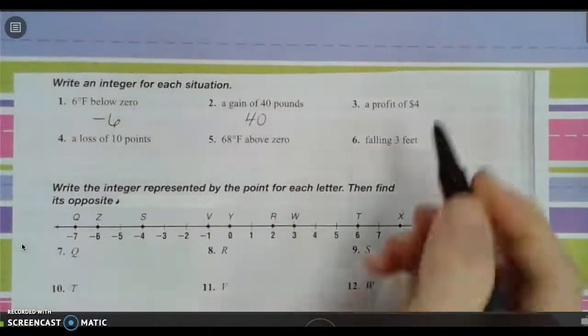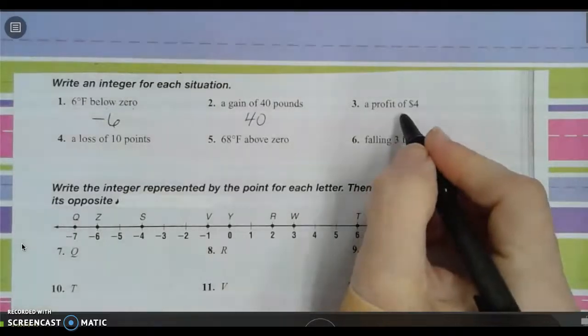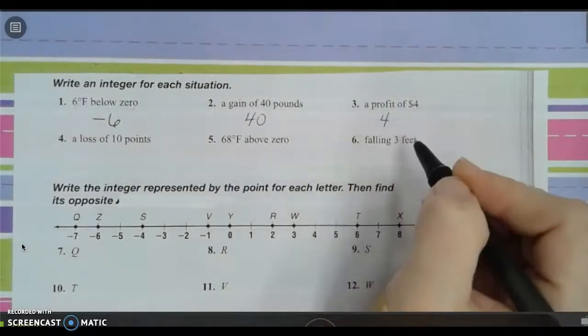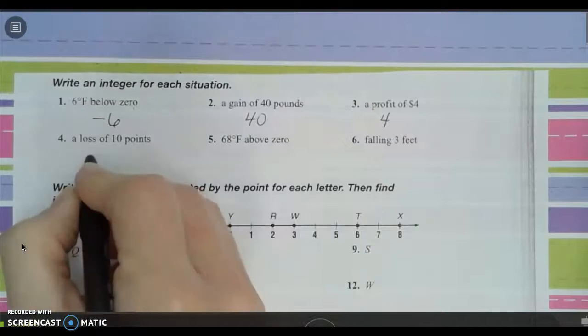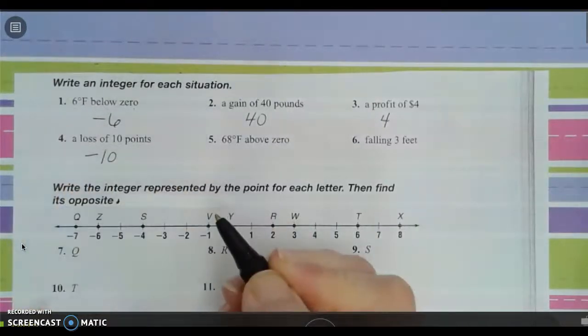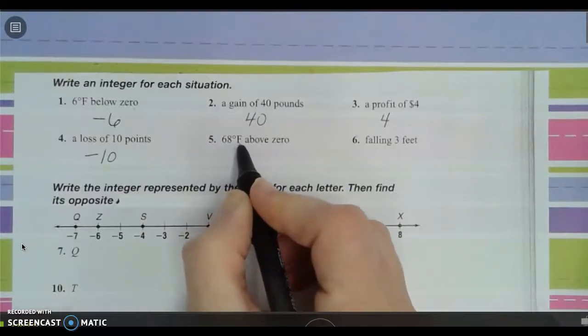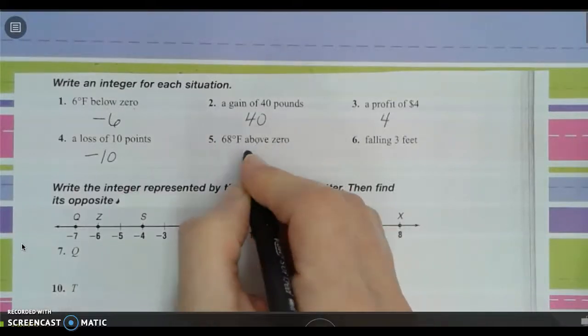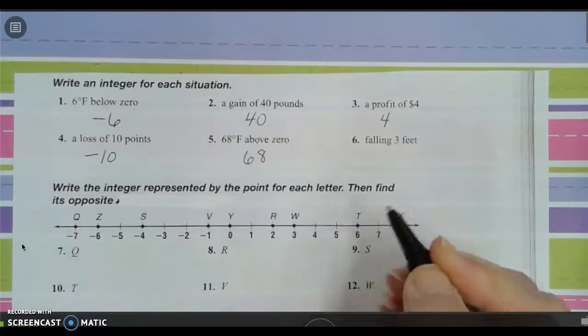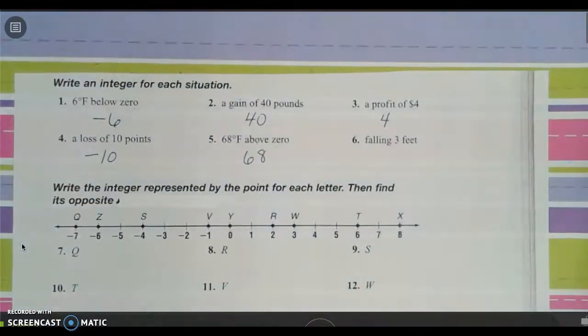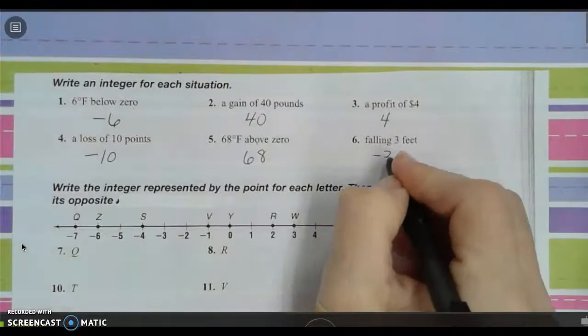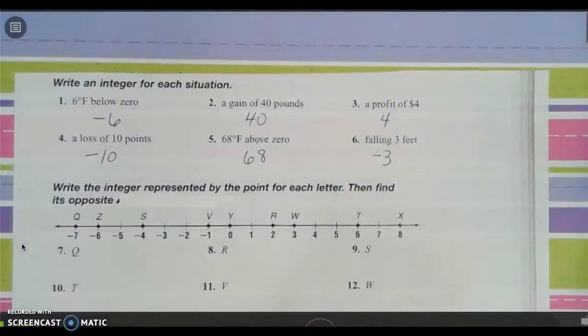A profit of 4 is going to be a positive 4. A loss would be a negative 10. This says 68 degrees Fahrenheit above 0. So if you're above, that's going to be a positive. And if you're falling would be a negative. So just simply taking words and putting positives and negatives with them.